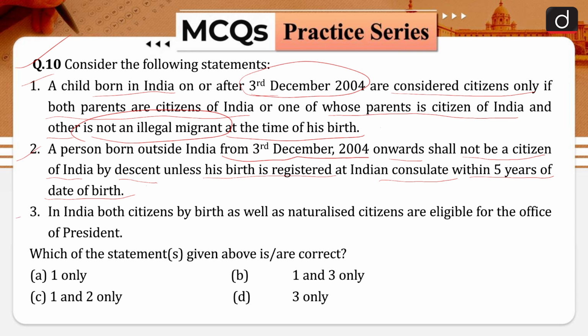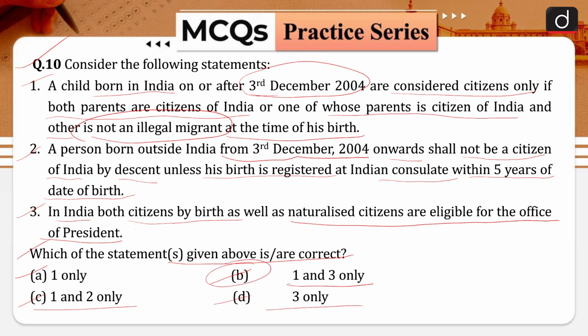Statement number 3 is, in India, both citizens by birth as well as naturalized citizens are eligible for the office of president. So, which of these statements given above are correct? Option A is 1 only, option B is 1 and 3 only, option C is 1 and 2 only, and option D is 3 only. So, your correct answer is going to be option B, 1 and 3 only are correct statements.